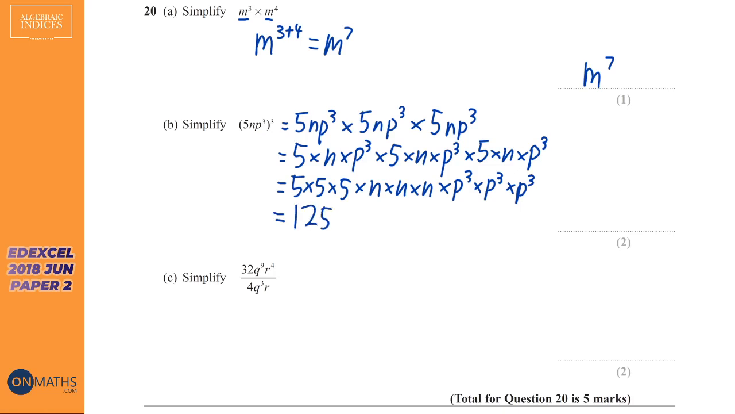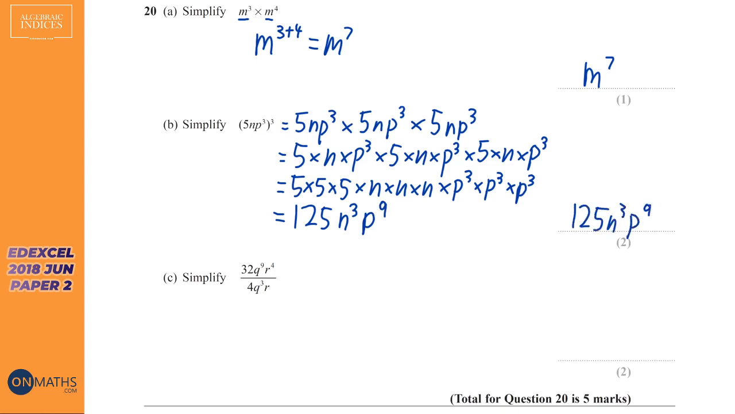N times n times n is n to the power of 3, and then p cubed times p cubed times p cubed. Remember, when you times them, you add the powers together, so 3 plus 3 plus 3 is p to the power of 9. And that's our answer, 125, n cubed, p to the power of 9.